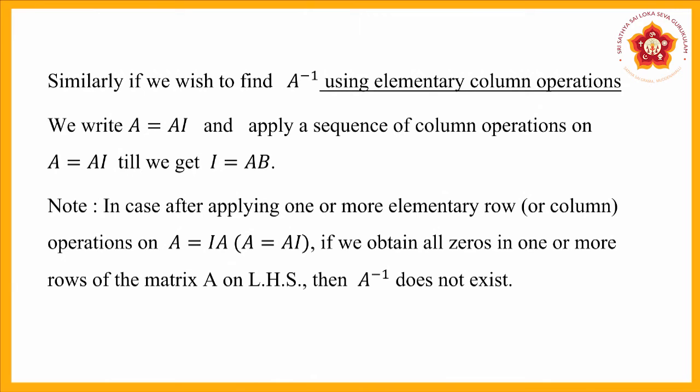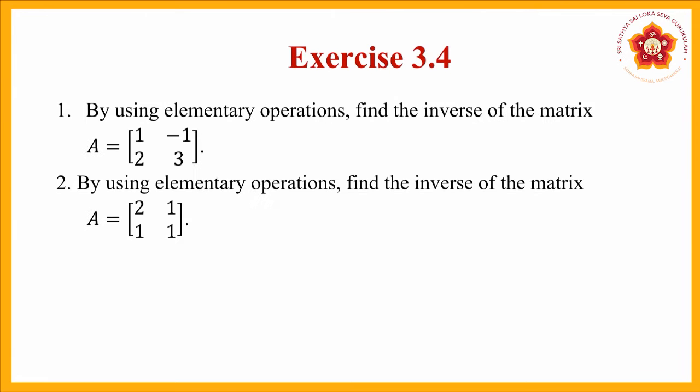The first example is: by using elementary operations, here they did not mention either row or column operation, directly they ask you to use elementary operations to find the inverse of the matrix which is given here. First let us do it by row operations to find A inverse. Here the matrix is 1 minus 1, 2 3. This is a square matrix. We are going to find the A inverse for this using row operations.